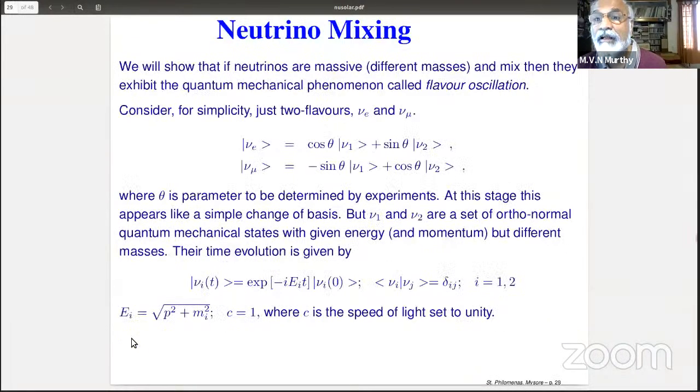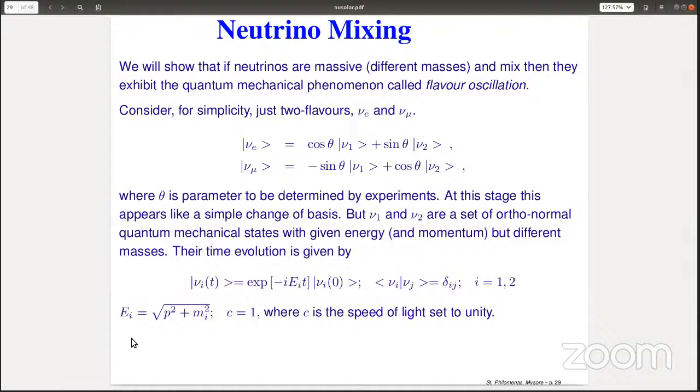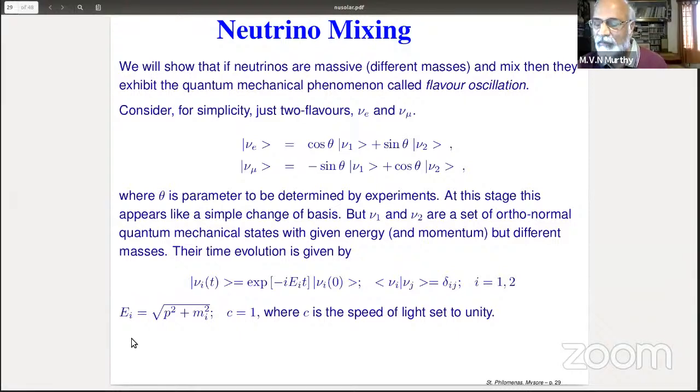Okay, next. So here is what I'm going to tell you. This is a very simple quantum mechanical thing to begin with, but as we go along, you will see that it has a lot of important physics in it. So neutrinos, we will show that if the neutrinos are massive, that means they have different masses and mix. I'll explain what this mixing is. Then they exhibit a quantum mechanical phenomenon called flavor oscillation, which I mentioned before.